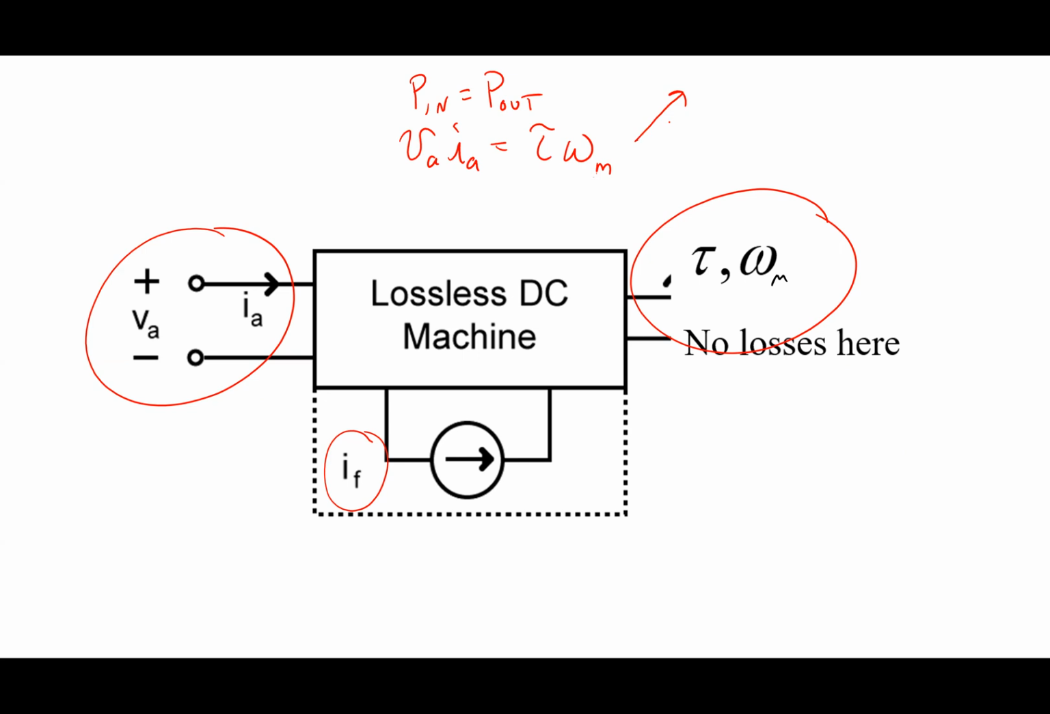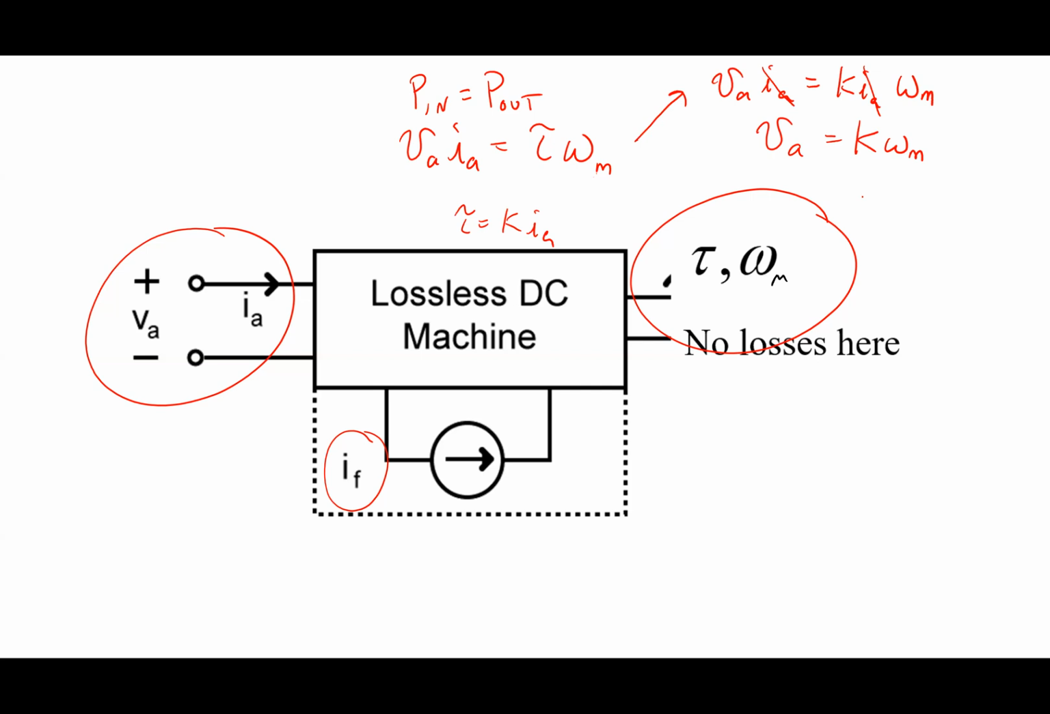So what else do I know? Well, I've figured out this torque is equal to K times IA. So that means that VA IA equals K IA times omega M. The IAs cancel, and I see that VA equals K times omega M. That says that the voltage at the terminals is proportional to the speed. We've seen this story before. We saw the same thing in the synchronous machine.